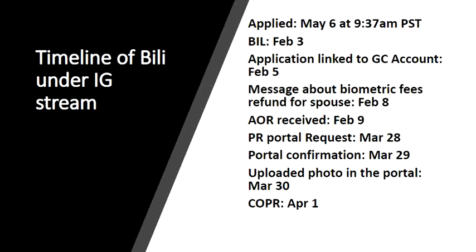The first timeline here for IG Stream is where he applied at around 9:37 a.m. Pacific time zone on May 6th, and the application was linked on February 5th itself. So that was almost a month ago. That's how he started getting the response from IRCC. There was a message from IRCC for the biometric refund and then the AOR. And finally, he got the COPR on April 1st. So when you upload any information related to your principal applicant file or for your spouse, just make sure that it is clubbed and goes through the principal applicant account only.